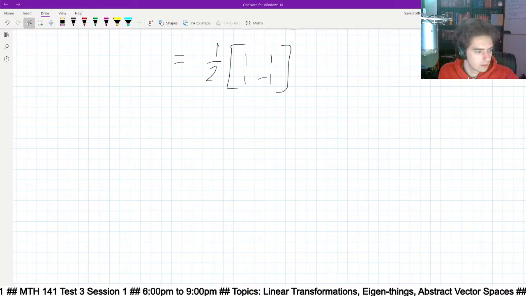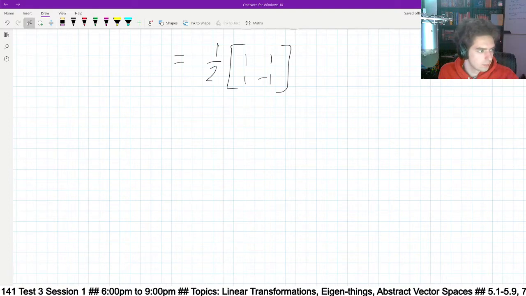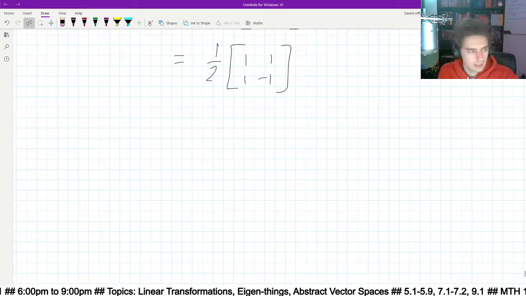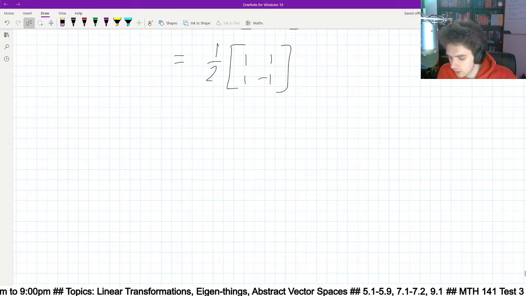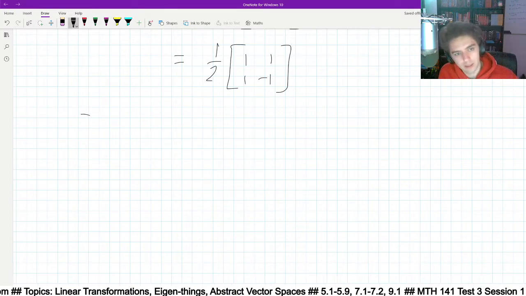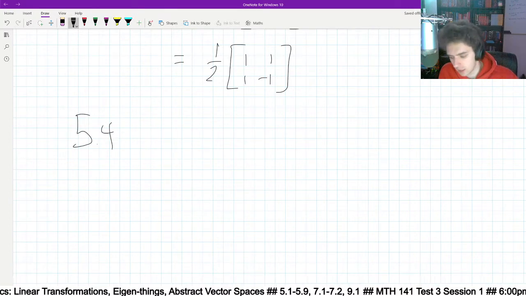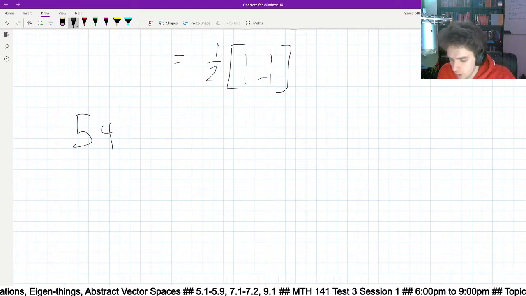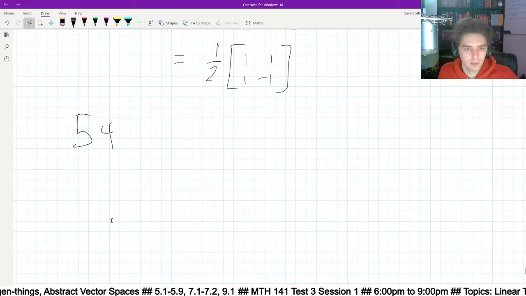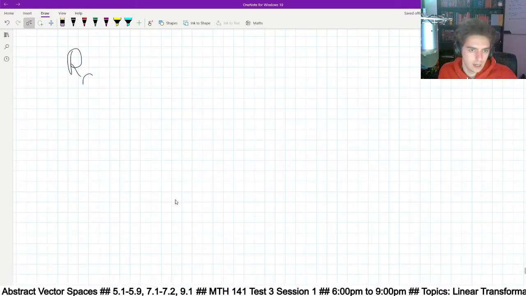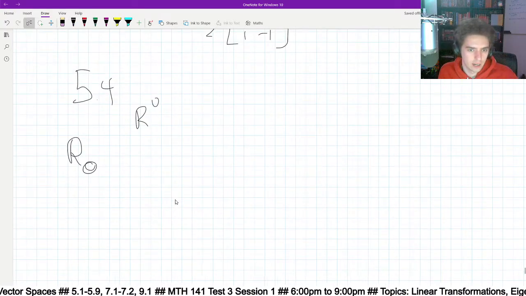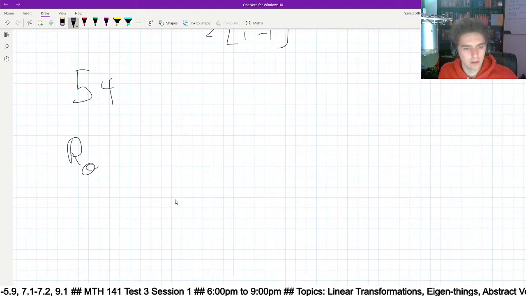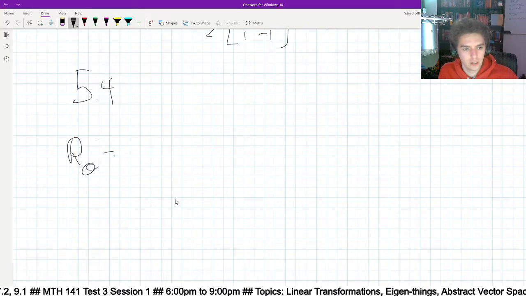So let's move on to 5.4. 5.4 is called special linear transformations. A specific couple that we're going to talk about in R2 and in R3. The first important one is R theta. Not R theta as in Rn or something like that. No, R theta is a transformation.